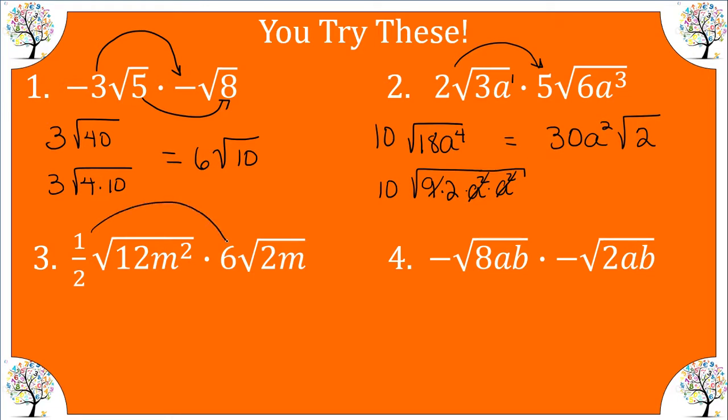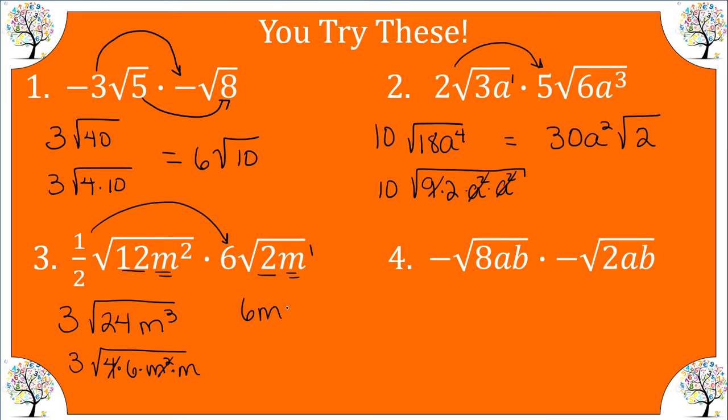Number 3, 1/2 times 6 is just 1/2 of 6, which is 3. We have 12 times 2 gives us 24. M to the second times m to the first is m to the third. We're going to rewrite 24 into 4 times 6. M to the third gets broken down into m squared times m. The square root of 4 is 2. 2 times 3 is 6. The square root of m squared is m. And we have 6m as a radicand as well.